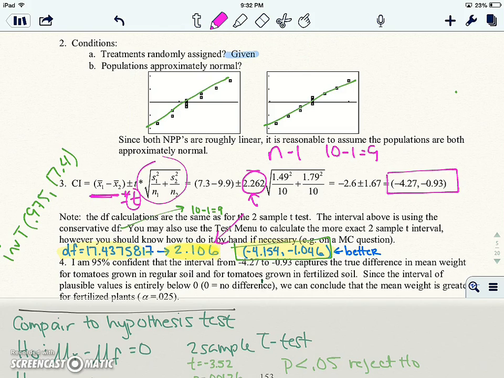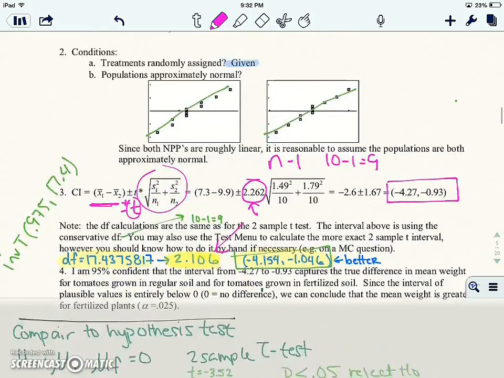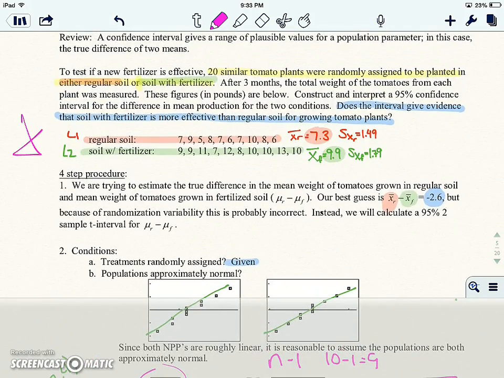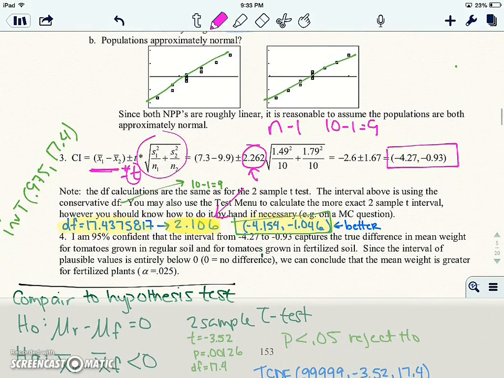Notice they're not that far off. Negative 4.27 versus negative 4.15, negative 0.93 versus negative 1.046. You should know how to do it by hand, but I'm okay if you always do it in the calculator as long as you could show the work by hand in order to answer questions maybe on the multiple choice section. So bottom line, really we did it all up here. Put it in list 1 and list 2, run a 2-sample t-interval. It'll pop out your statistics for both samples as well as your interval, which was right here, which was better.